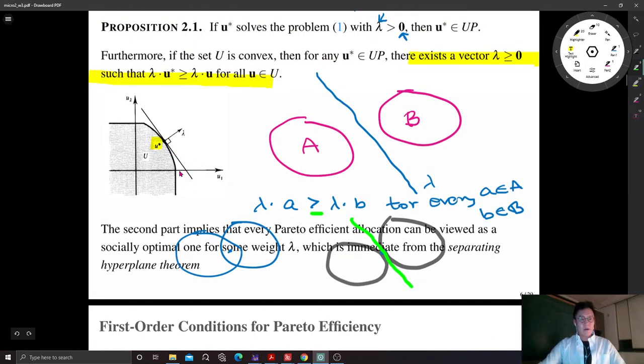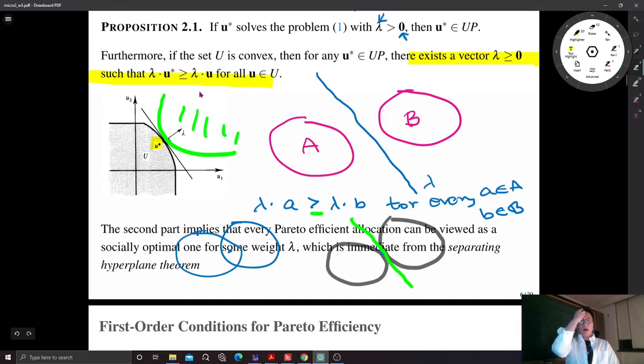So the second part of proposition 2.1 is immediate from the separating hyperplane theorem because U is convex, and then we have one point on the boundary. Then there exists a hyperplane that separates U and the other convex set, like this one. So this hyperplane locates U below it, in the sense that it perfectly separates U with the other set. So there exists another convex set above this hyperplane, and U below this hyperplane. So the hyperplane perfectly separates these two sets.